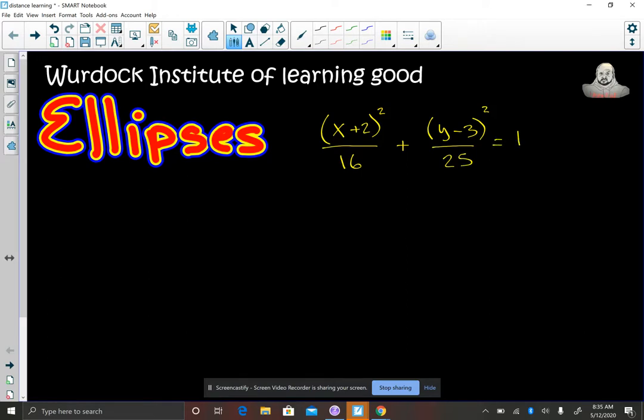So first of all, we're going to notice that the center of this shape is located at -2 comma 3. Then we're also going to note that when you take the square root of this, sometimes they call it a minor axis. I'll show you what we're talking about. -2 comma 3 is about here.